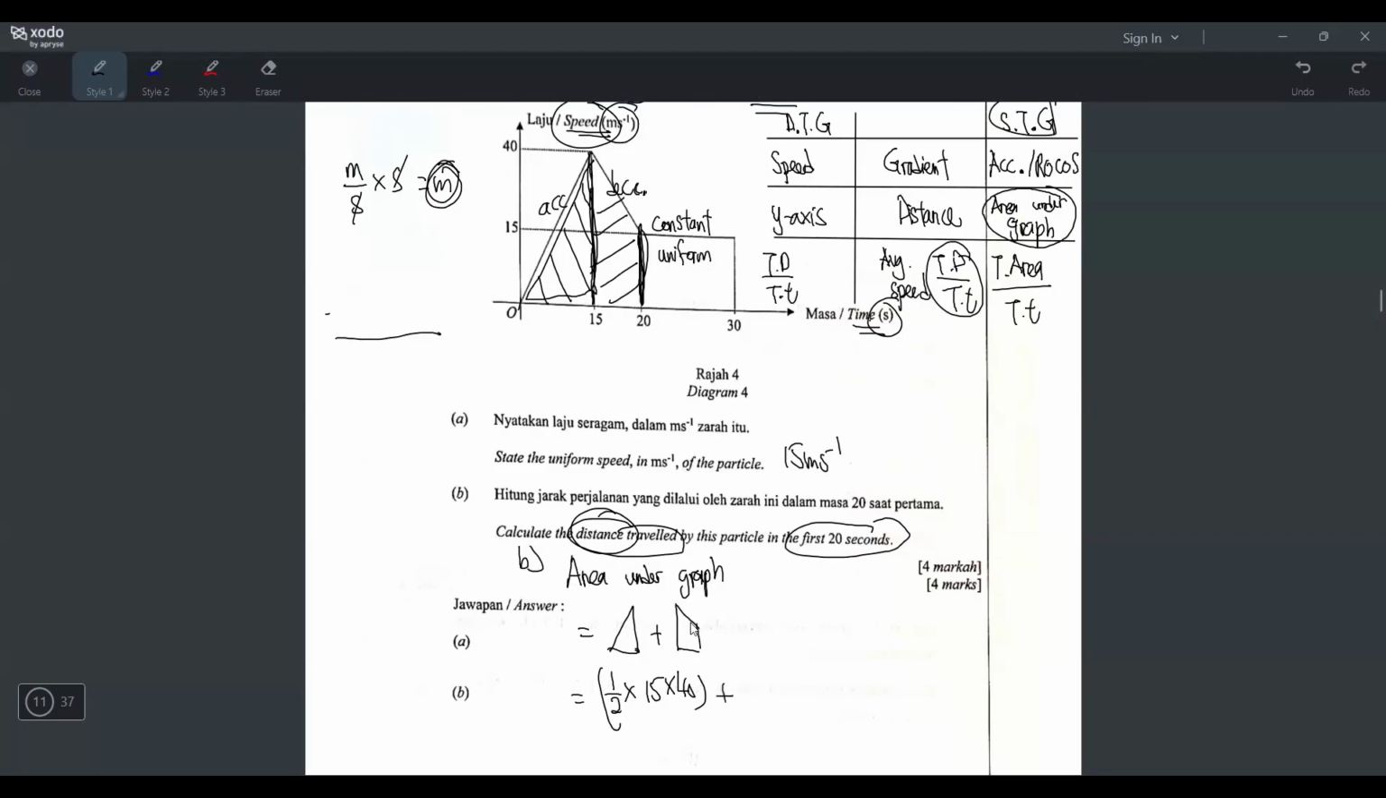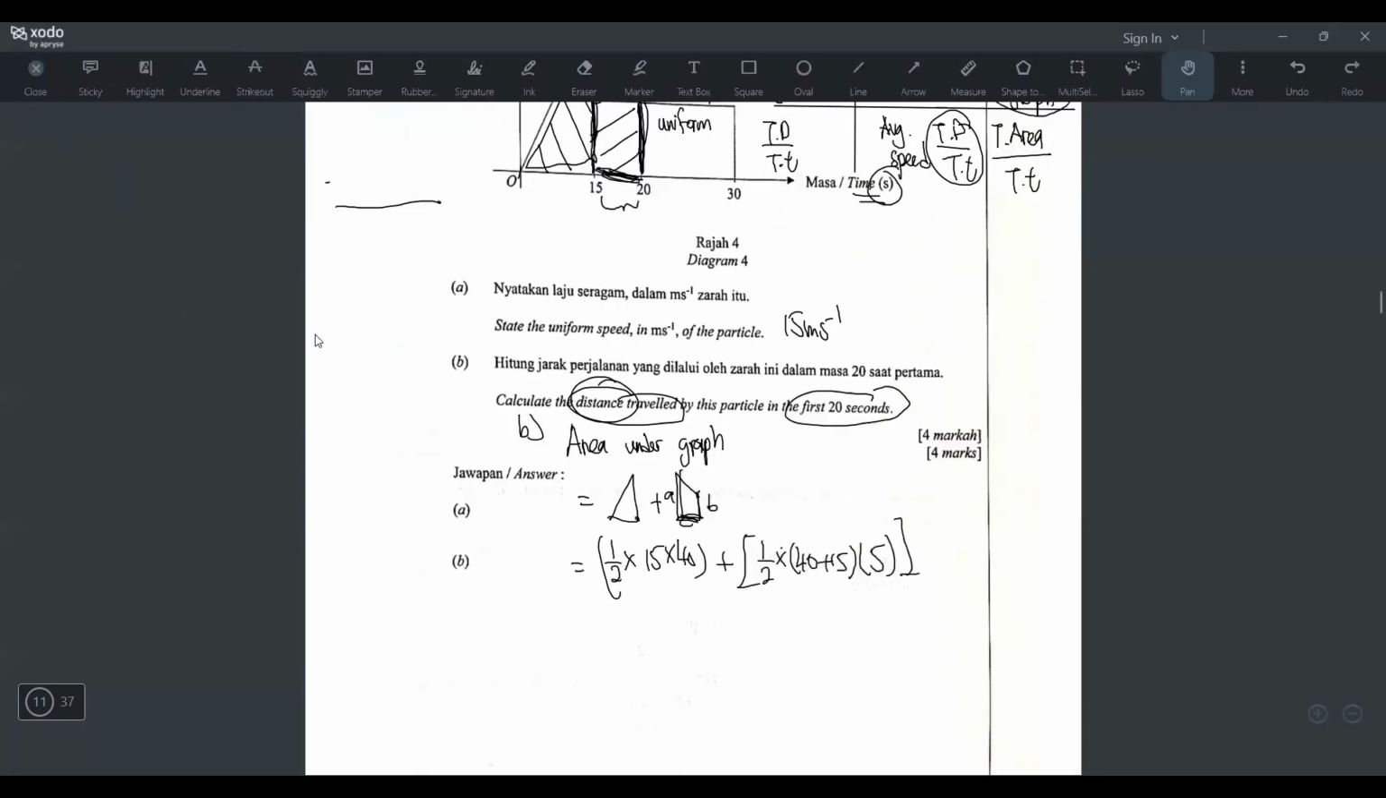Plus the trapezium. The trapezium formula is 1 over 2 times a plus b times c. And what is a plus b? A and b will be the sum of the parallel lines. So 1 over 2 times the sum of the two parallel sides, which will be this one and this one, which is 40 plus 15, right? And then times c, which is the distance between the two parallel lines, this one. So to get the length here, it is 20 minus 15, which is 5, right? Okay, so this is the working.